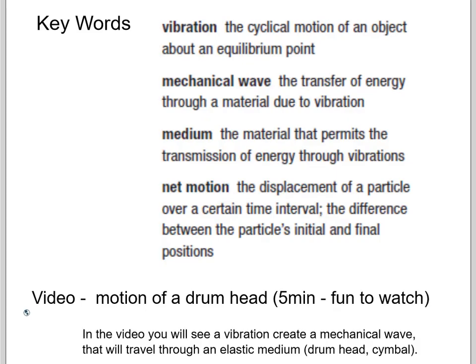Some keywords. Okay, so vibration, the cyclical motion of an object about an equilibrium. Okay, so you could take some spoons and knock them together. You could see a flag fluttering in the wind, a guitar string, a tuning fork. There's lots of different options you can see to see a vibration. Okay, mechanical wave is the transfer of energy through a material due to a vibration. Okay, a medium is the material that permits the transmission of energy through vibrations. And net motion, the displacement of a particle over a certain time interval, the difference between the particle's initial and final positions. Okay, so those are just keywords.